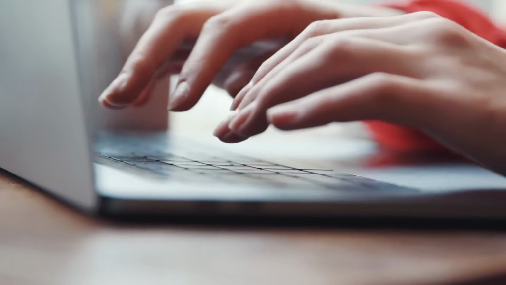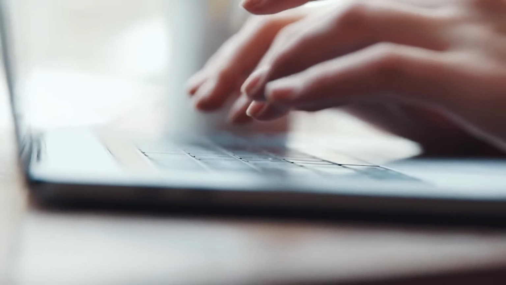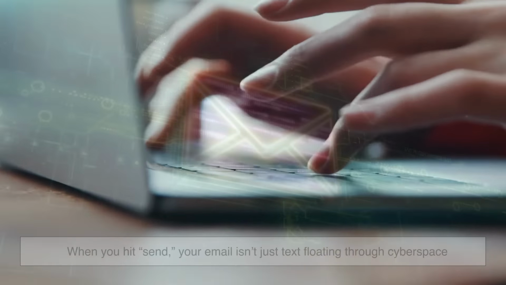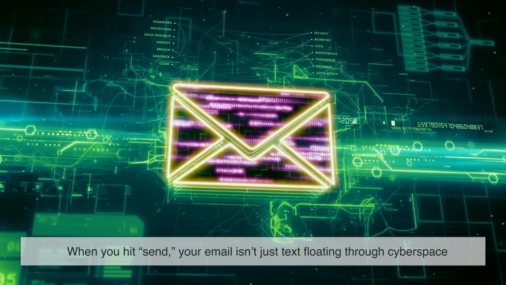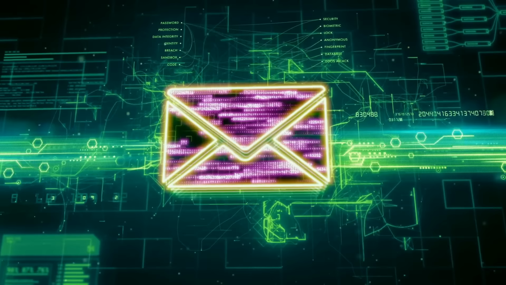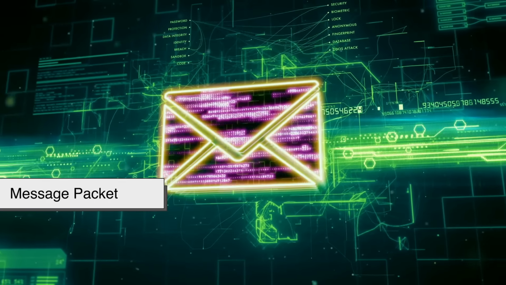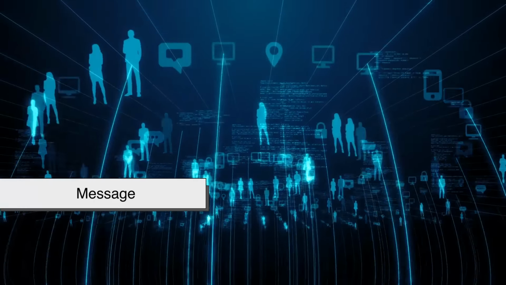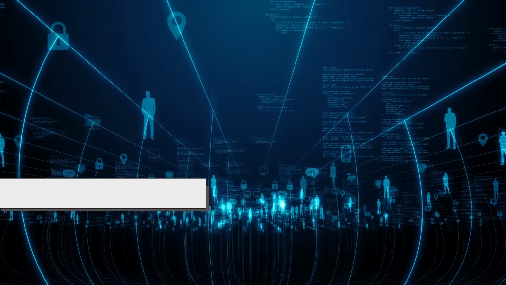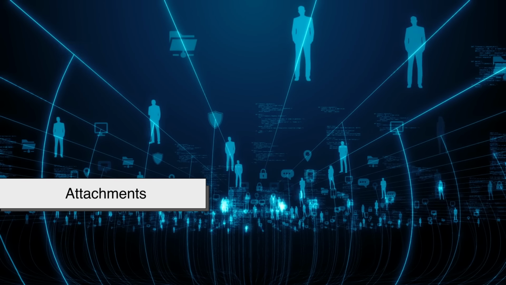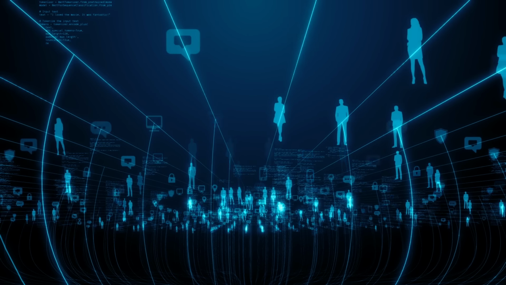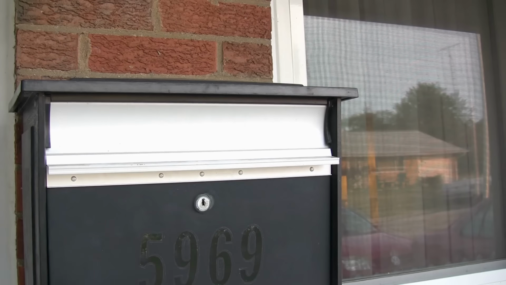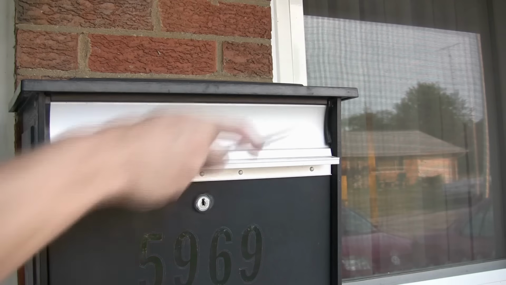Sending an email starts with you typing it out. But there's more going on than just writing a message. When you hit send, your email isn't just text floating through cyberspace. It's converted into a digital package called a message packet. This packet contains your message, the recipient's email address, subject line, attachments, and some hidden information called metadata, like the time it was sent and the path it will take. Think of it like a letter in a mailbox, but this letter comes with instructions on exactly how it should travel.